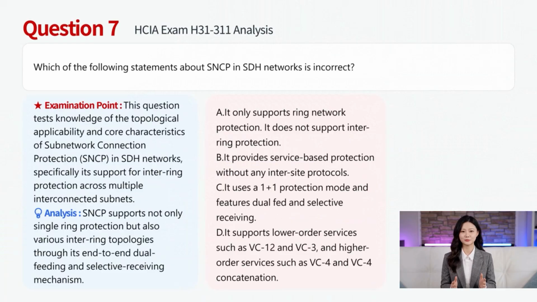Unlike multiplex section protection, MSP, which is primarily limited to single-ring operation and requires complex inter-ring APS protocols for cross-ring protection, SNCP achieves inter-ring protection purely through end-to-end path configuration, making it the preferred protection mechanism for large-scale multi-ring SDH networks. Therefore, this question chooses A.